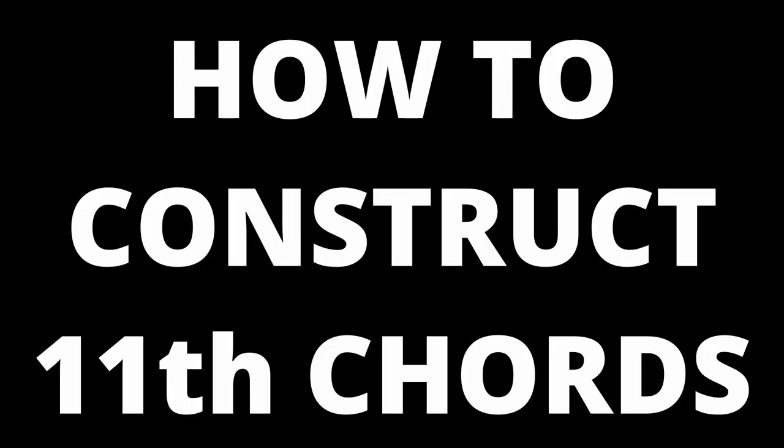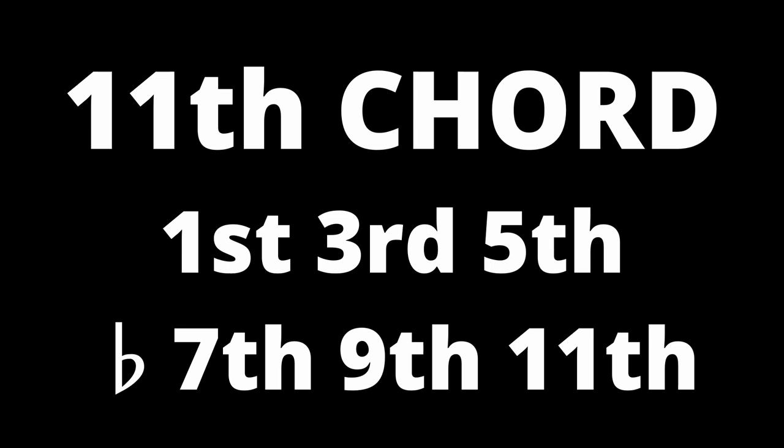Now you might be wondering, how do I construct the dominant 11th chords? Dominant 11th chords have 6 notes: 1st, 3rd, 5th, flat or minor 7th, 9th and 11th. These numbers show the notes that make up the dominant 11th chord. They are also referring to the intervals that are within the dominant 11th chord. It is like a formula or recipe that you can apply to generate dominant 11th chords.